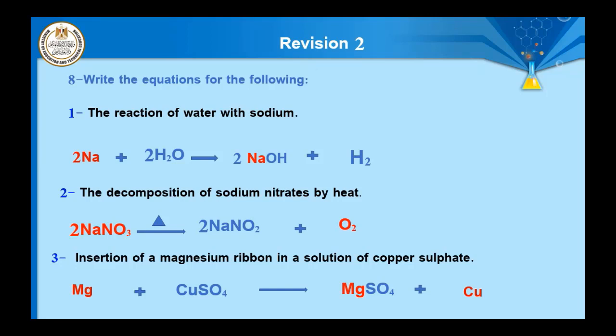What is the color of copper sulfate solution? It is blue. What happens during this chemical reaction? The color of this solution disappears, and red precipitate is formed.